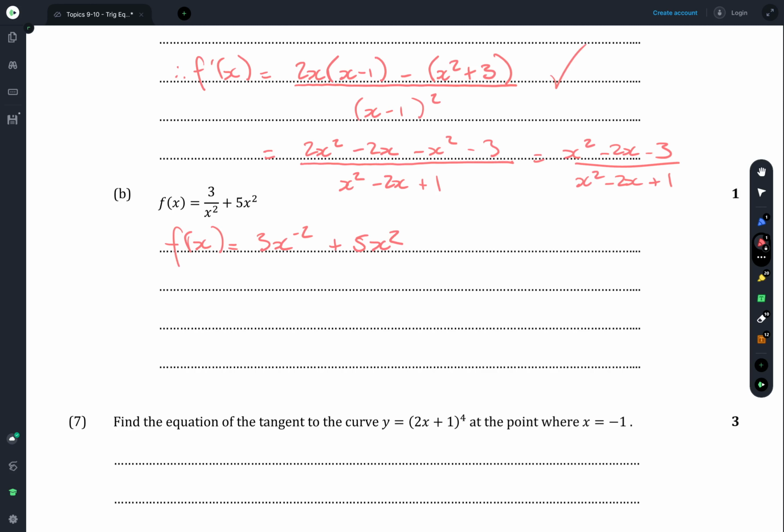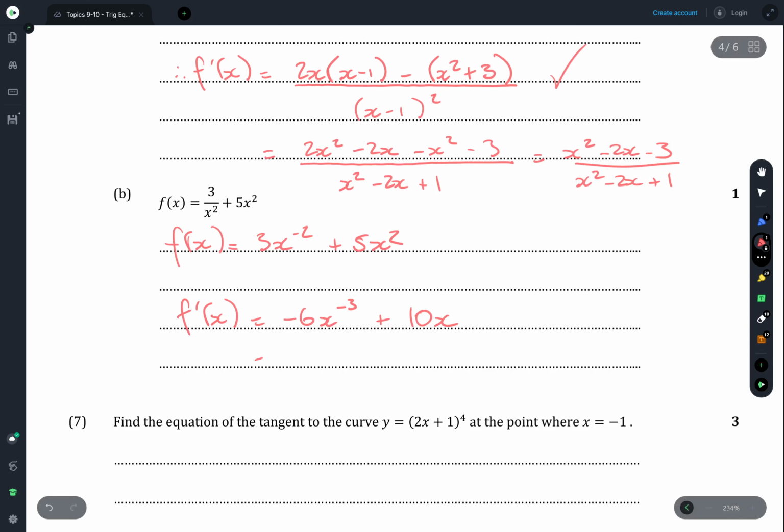And so with that, we can now just do our normal differentiation because there's nothing stopping us from doing that anymore. So negative 2 times 3 is negative 6. And then when we subtract the power by 1, make sure you don't make it negative 1. It'll be negative 3. And then this will be plus 10x. And then that's your answer.